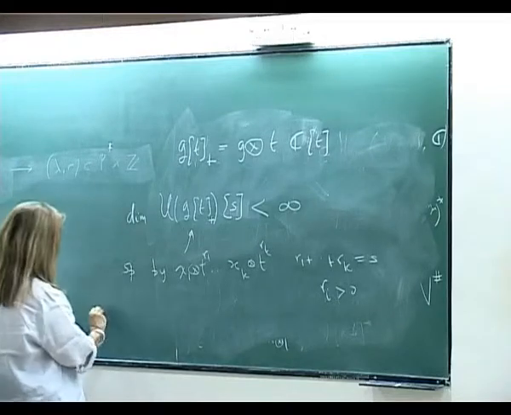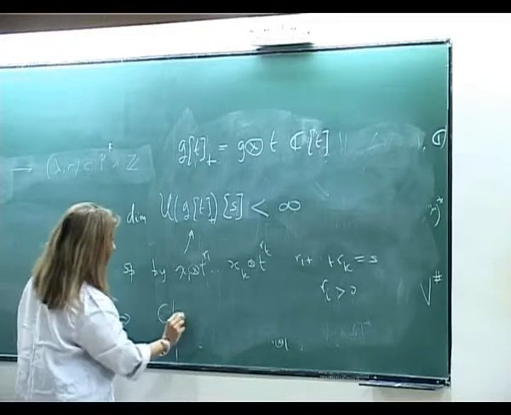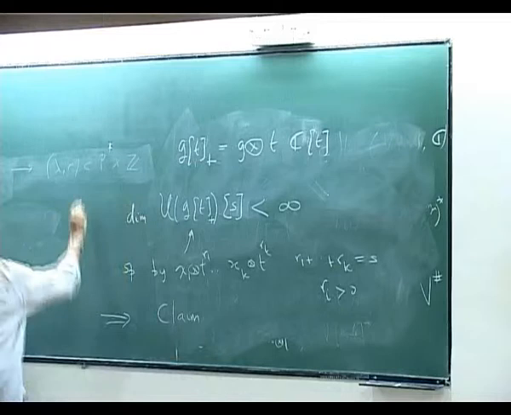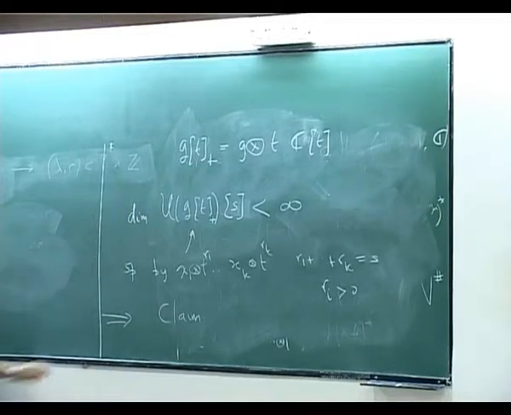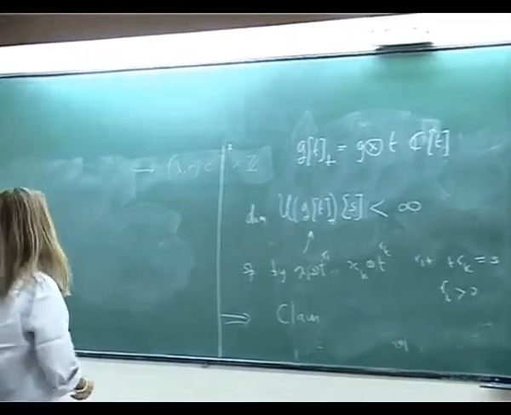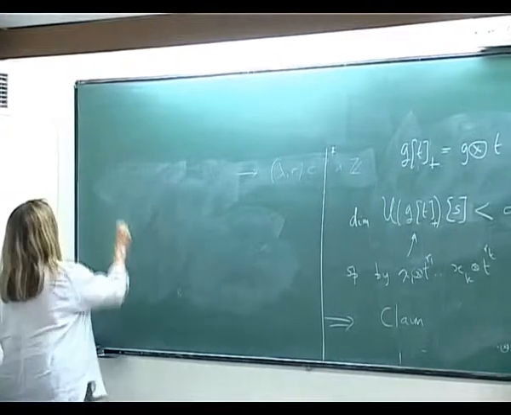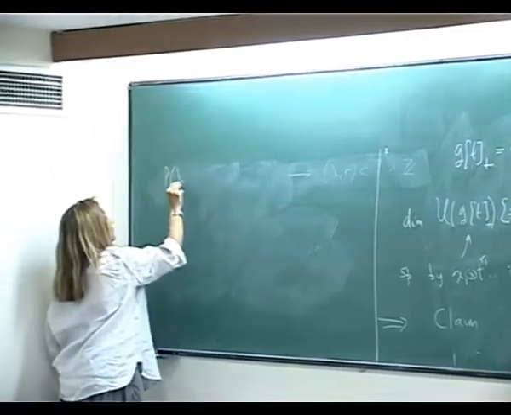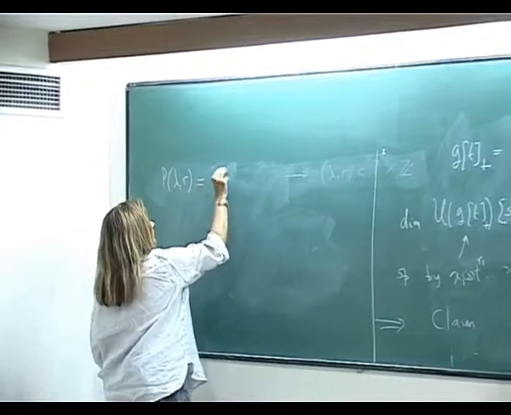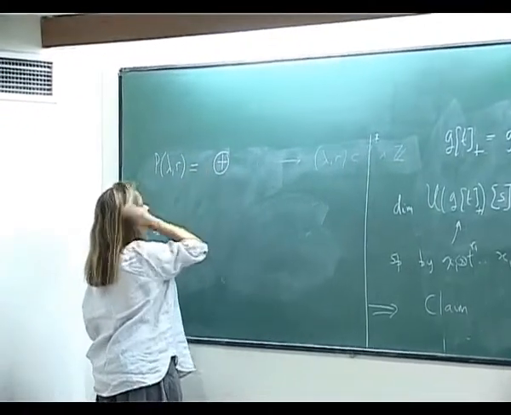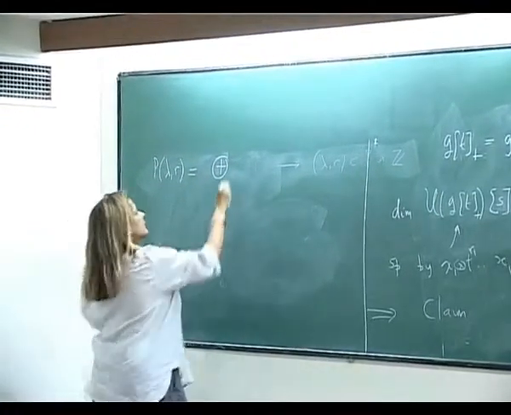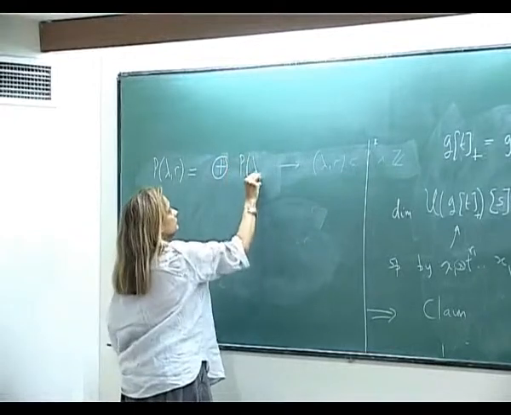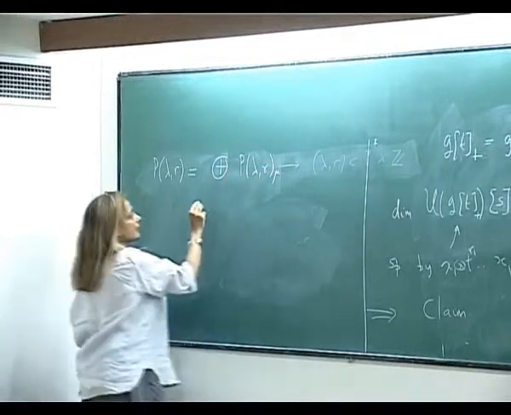The claim implies that the graded pieces are all finite dimensional. Okay? So P lambda R is, of course, a weight module. So P lambda R, we claim, is equal to the direct sum of P lambda R mu, with mu in h star.